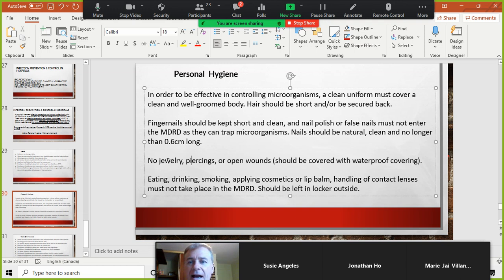No jewelry, piercings, or open wounds, like just a cut, a paper cut or something like that. That should be covered with some type of waterproof band-aid or adhesive. But jewelry, piercings, all these things, bacteria love hanging out on those things. Eating, drinking, smoking, applying cosmetics or lip balm, handling of contact lenses must not take place in the MDRD, the area where you're working. All these kinds of things should be left in lockers. And this is policy. Is this universal policy? No, but I'm just trying to introduce you guys to different kinds of policy because I hope you guys will make policy someday.